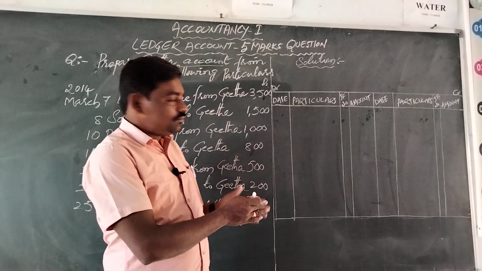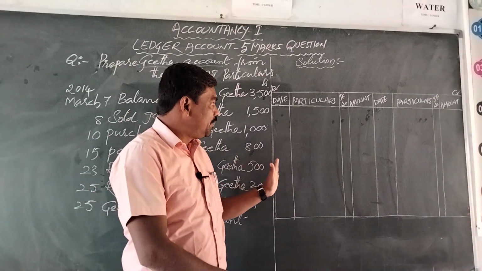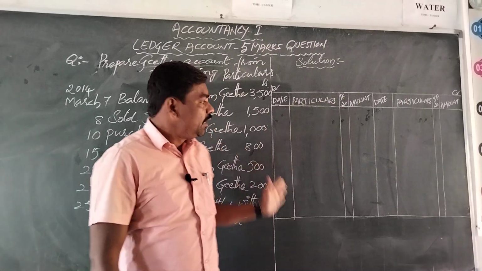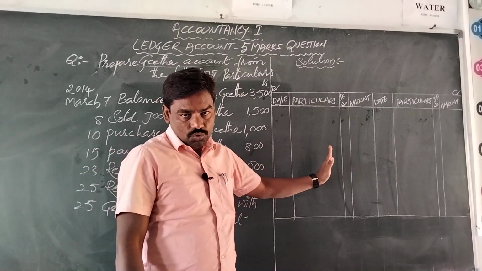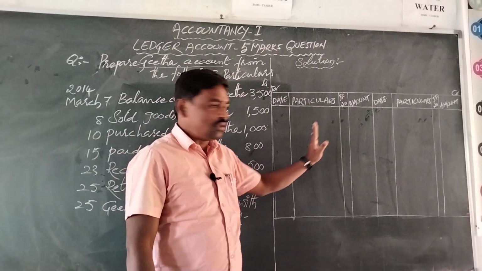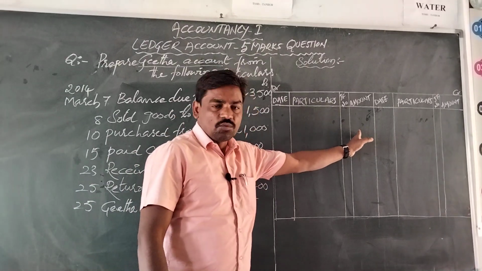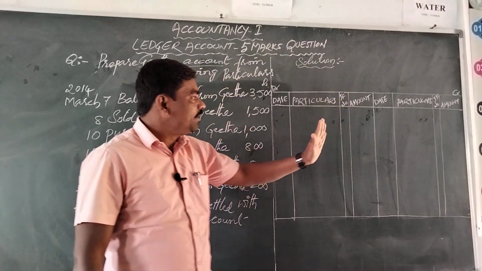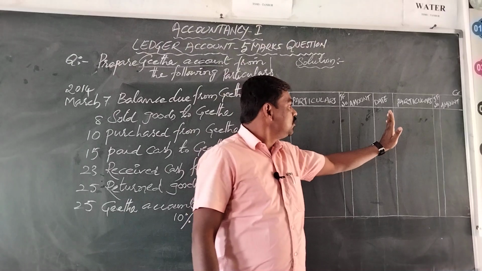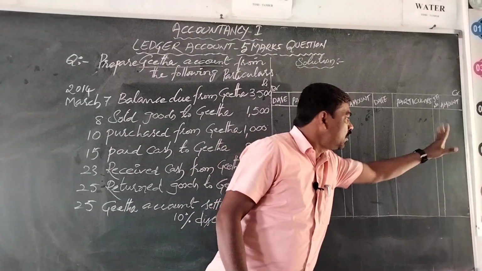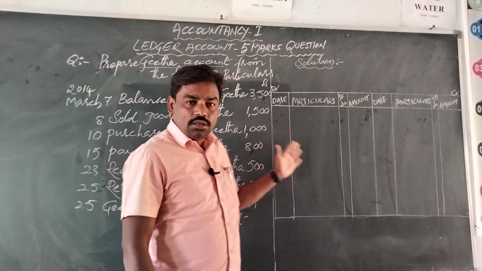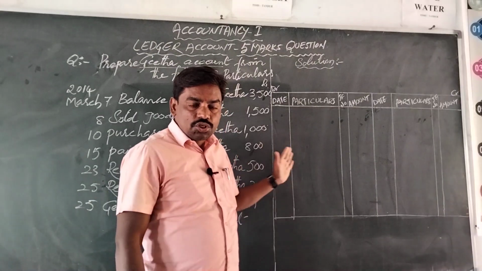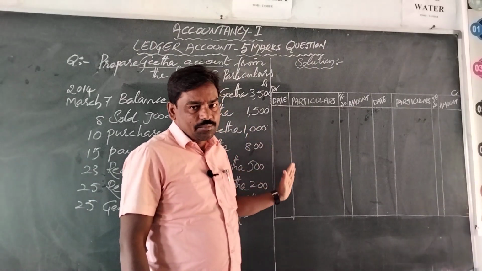In the ledger, there will be two parts, debit side and credit side. In the debit side, there are 4 columns: date, particulars, JF number, amount. Similarly, on the credit side, there will be 4 columns: date, particulars, LF number, amount. You need to prepare the ledger pro forma.